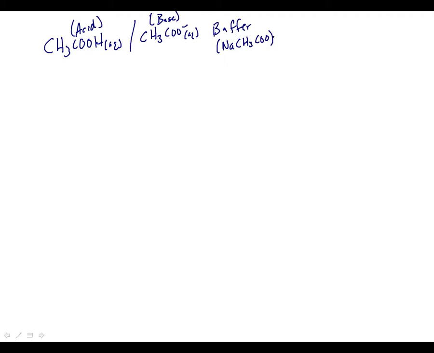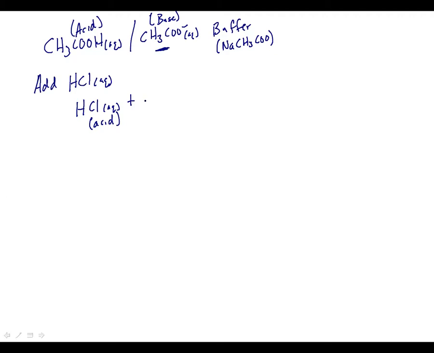So if we take this buffer and I decide I'm going to add HCl to it, and HCl, it's the same thing we just added to water. HCl, which is an acid, will then react with the base part of the buffer. The way you know that is they're called acid-base reactions. So when you add acid to a buffer, it will then react with the base part.